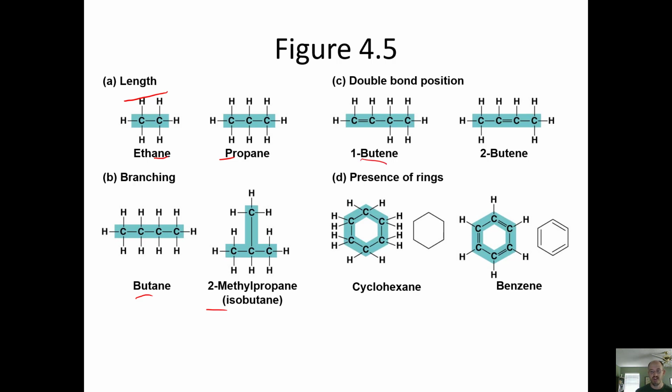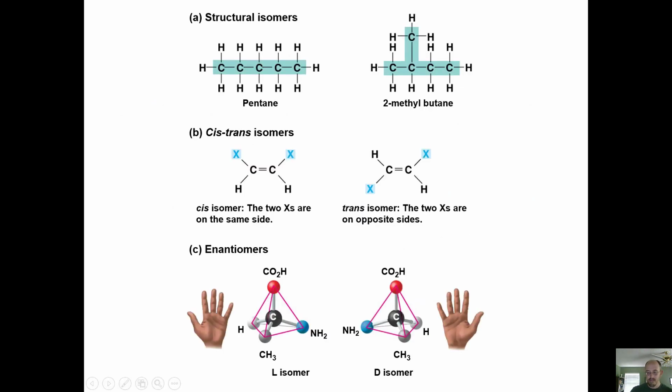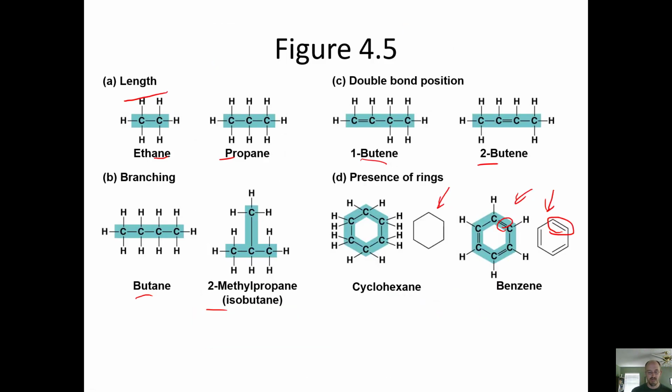So this is 1-butene and this is 2-butene. Also, the presence of rings, like when I drew that, we talked about those stop signs before. This is what they look like when you draw all the carbons out. There can be double bonds, which is drawn like that, single bonds, hydrogens attached, etc. So that's how the backbone can vary. So variations in backbone.